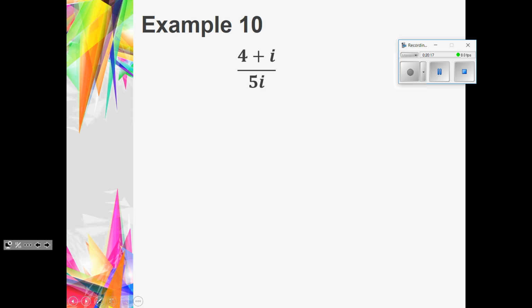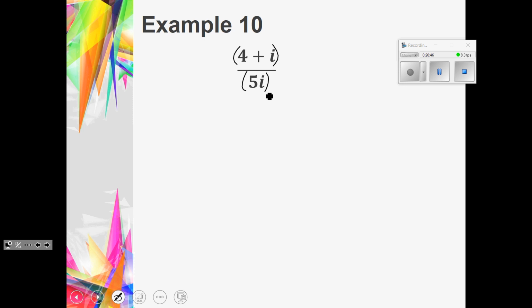Okay, so if we look at example 10, can you simplify, can you cancel out the i's? No. This is a binomial, and this is a monomial. Okay? So then we need to rationalize it. Now this one's a little different because he's just a monomial on the bottom. You only have to multiply by the conjugate if it's a binomial in the denominator.